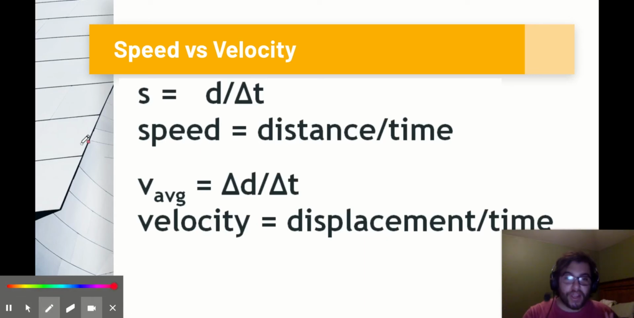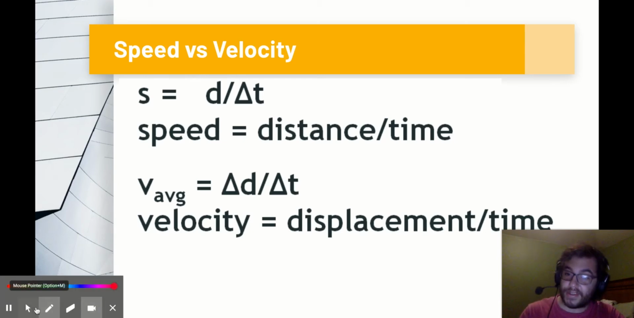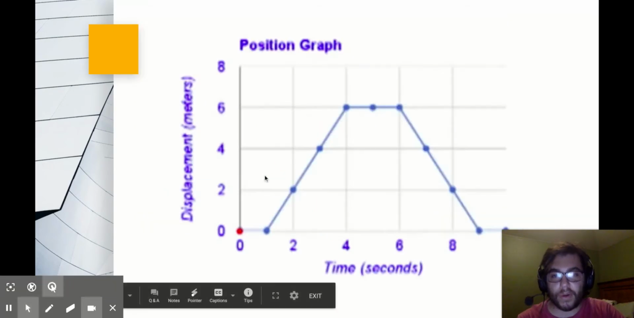Okay, so here is our second scalar versus vector. Speed is our scalar, velocity is our vector. Now, the big difference between speed and velocity is that speed is total distance traveled divided by time, whereas velocity is looking at the overall start compared to stopping point divided by time. Okay? While it seems similar, it can be drastically different, just like you might have learned with the last video about displacement compared to distance. So we're going to do a practice problem.